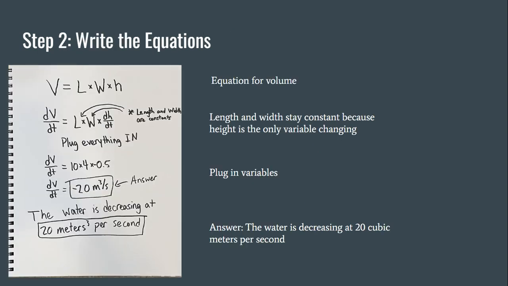So now that you have all your variables and you drew out your diagram, you can move on to the equation. We know that the equation to find the volume of a rectangular prism is length times width times height. And we're looking for the change in volume, which is dV over dt. Now length and width stay the same because they are constants, and only the height in the equation is changing. So dV over dt is equal to length times width times dH over dt. Now you plug everything in and you get dV over dt is equal to 10 times 4 times negative 0.5, which is negative 20 meters cubed per second. This means that the water is decreasing at 20 cubic meters per second.